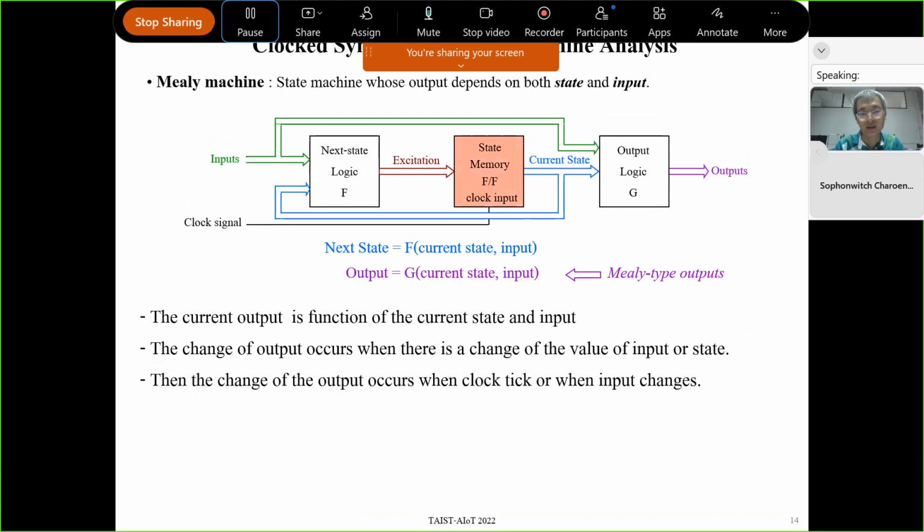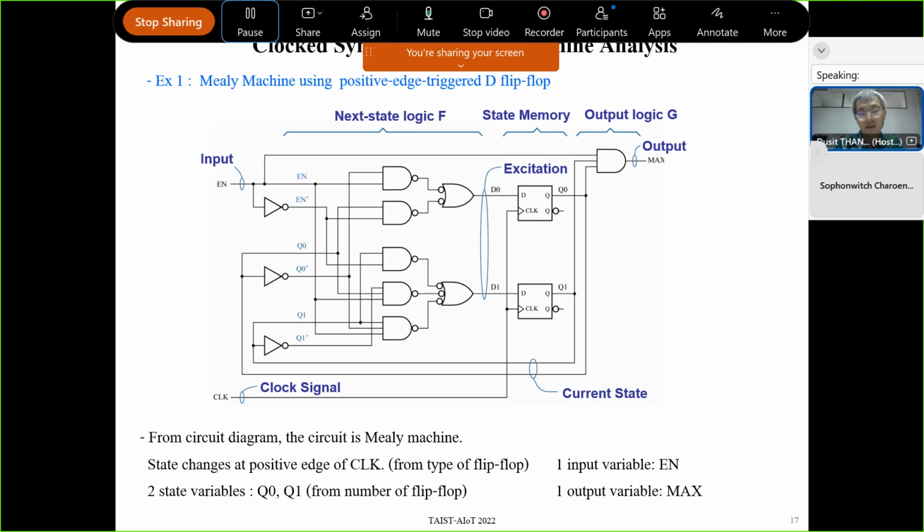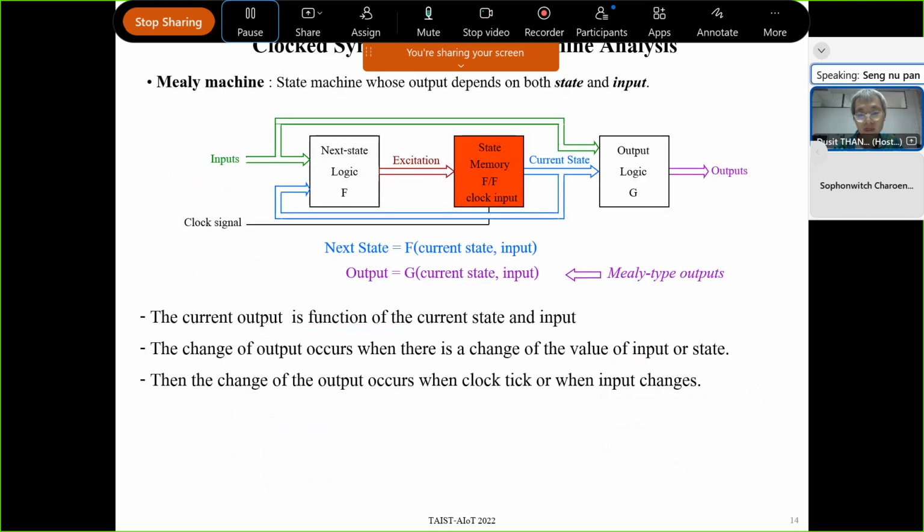Okay, so now let's start to analyze. Hello, sir. Can you repeat the last explanation again because the connection lagged?